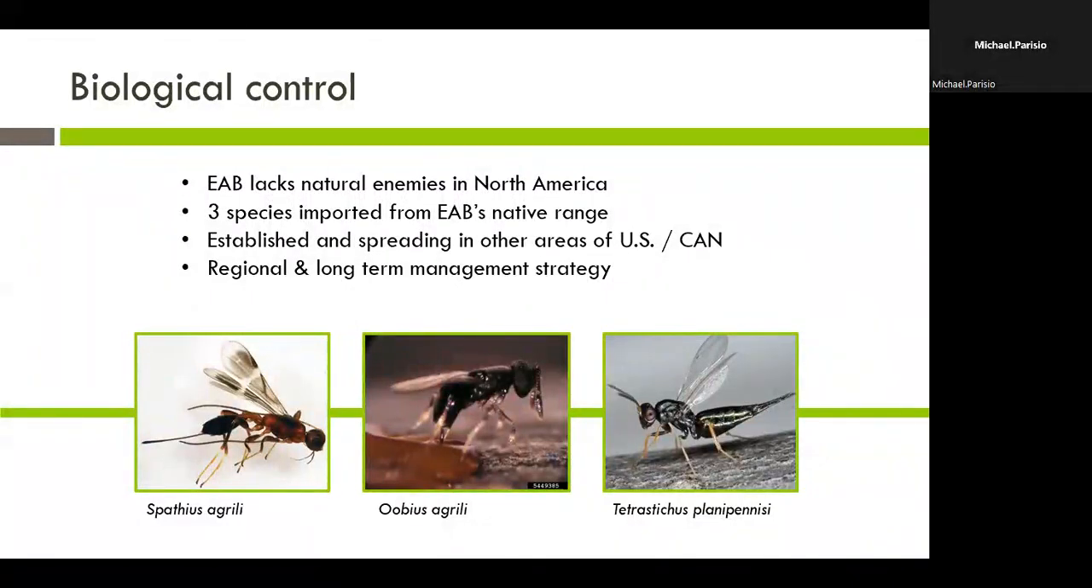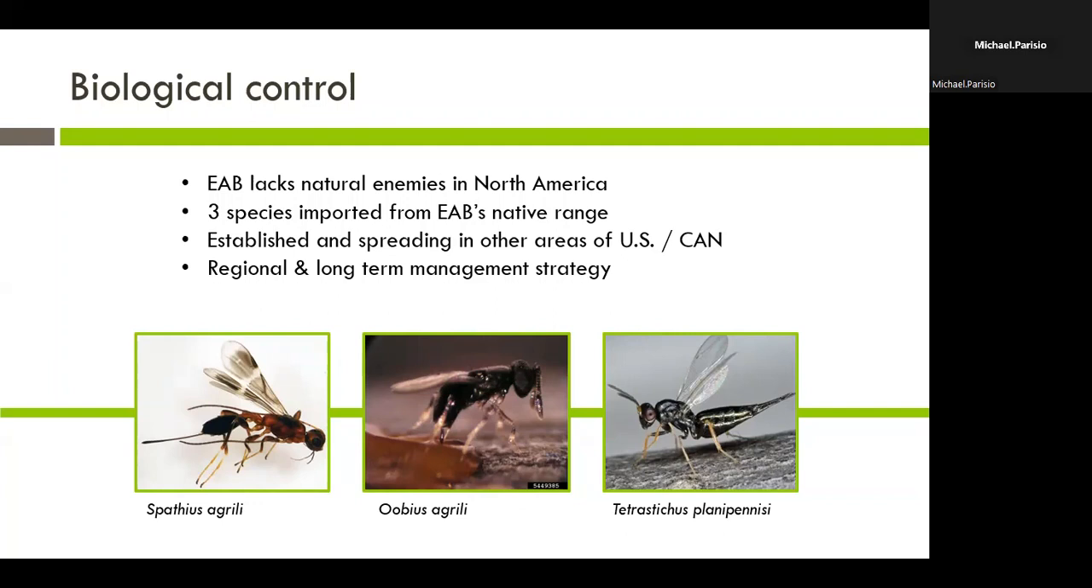Each female wasp is capable of laying, I think with Tetrastichus, over 50 eggs in a single EAB larva, so it's highly fecund. I don't know the exact number for the Spathius, but it's at least a couple dozen eggs per larva. So both these insects are capable of reproducing very rapidly.